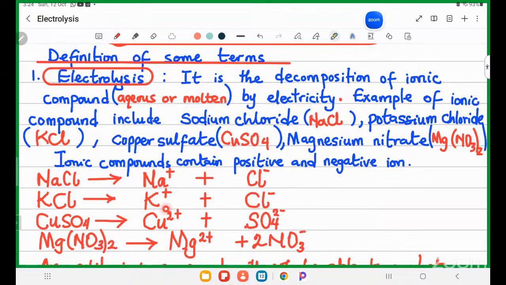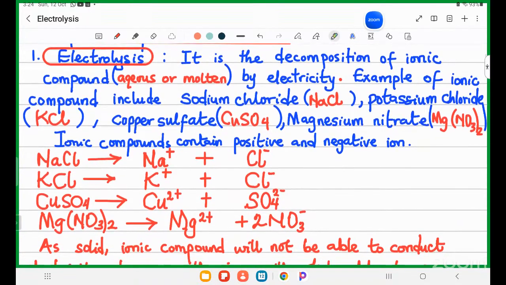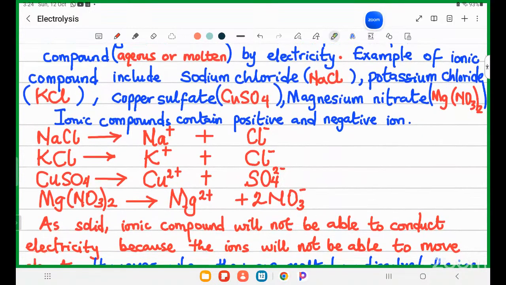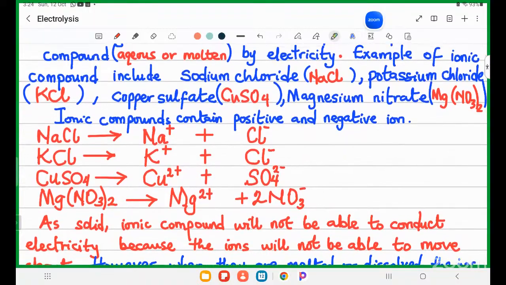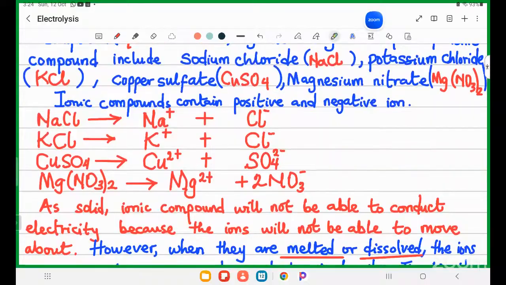So this is what happens to them when they ionize. When you pass electricity into them, electricity is going to break them down into their component ions. Is this clear? Hello, sir. Is this clear? Yes, sir. All right, good.